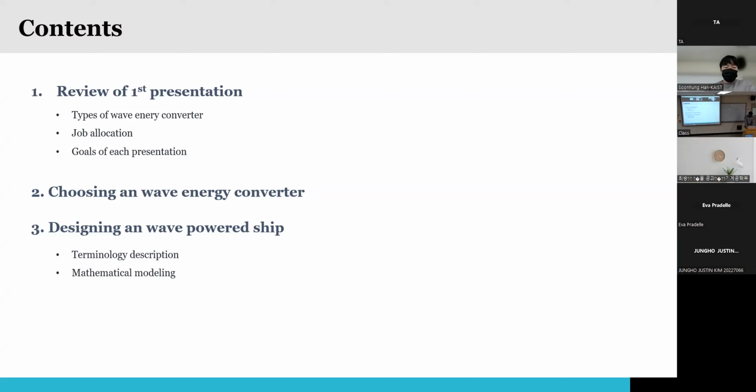First, I'll review what we introduced in the first presentation, such as what type of wave energy converter is used, which job each of our team members has, and the time and goal for each presentation. And next, the reason that we chose one specific wave energy converter for a ship. And lastly, the designing procedure, with a little bit of complicated mathematical modeling, and a schematic view of which parameters we need to consider when it comes to designing a wave power ship.